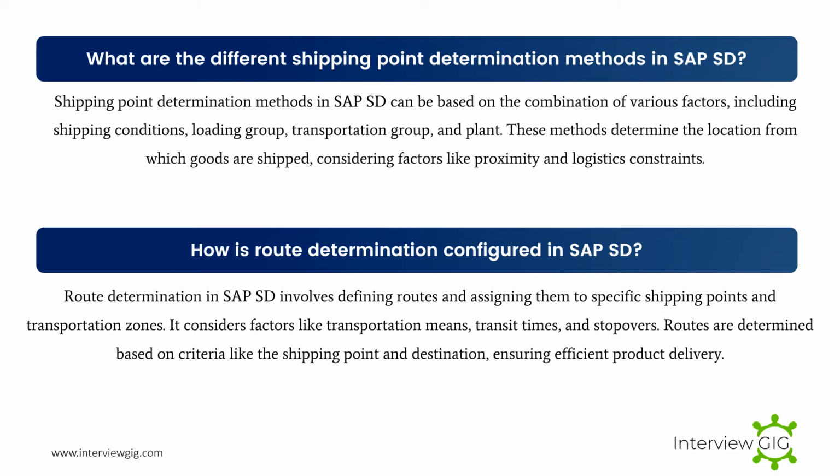How is route determination configured in SAP SD? Route determination in SAP SD involves defining routes and assigning them to specific shipping points and transportation zones. It considers factors like transportation means, transit times, and stopovers. Routes are determined based on criteria like the shipping point and destination, ensuring efficient product delivery.